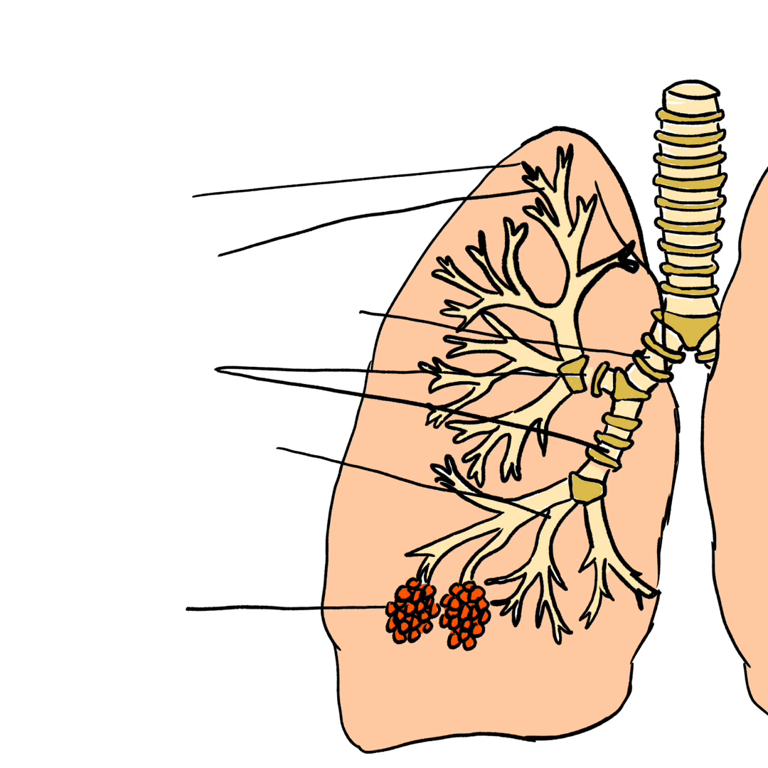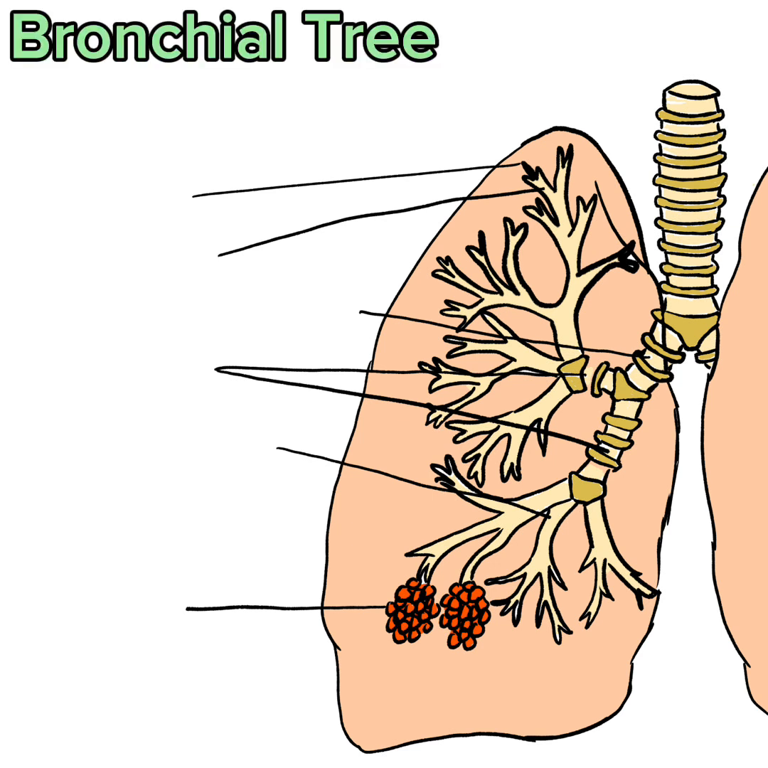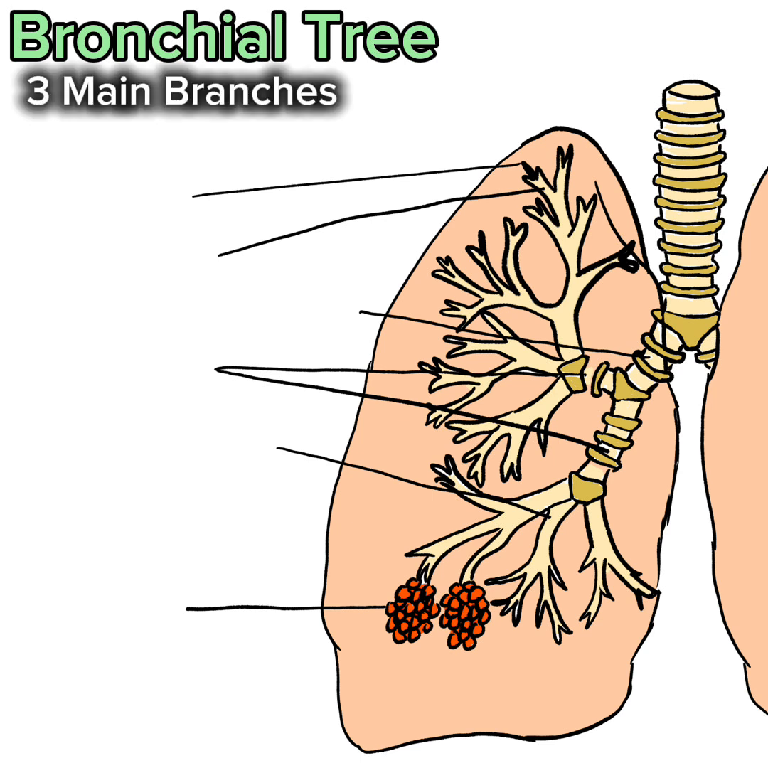Now we'll be talking about the bronchial tree. The bronchial tree is a network of highly branched air tubes carrying air into deep lung tissues. There are overall 6 branches, but there are 3 main ones. The first one is called the main bronchi. It is in the right and left lung. It's the largest, and it carries air in and out of each lung.